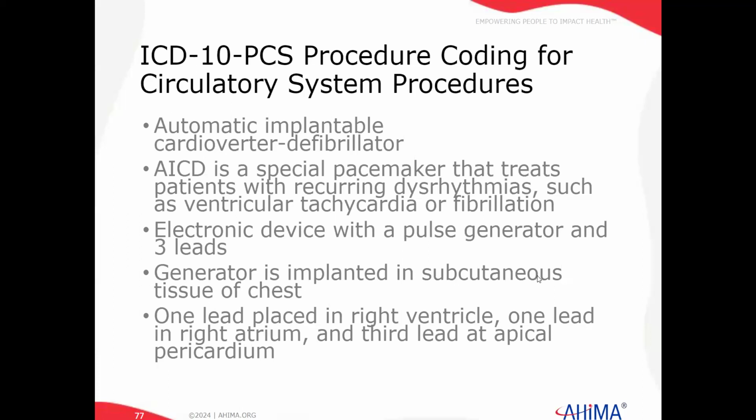We also have the defibrillators. These are sometimes called AICDs. And these are a type of pacemaker, a special one, if you will, that treats patients with recurring dysrhythmias. And it's an electrical device with a pulse generator and the three leads. The generator is planted in the subcutaneous tissue of the chest, and one lead goes in the right ventricle, one lead goes in the right atrium, and the third goes on the pericardium.